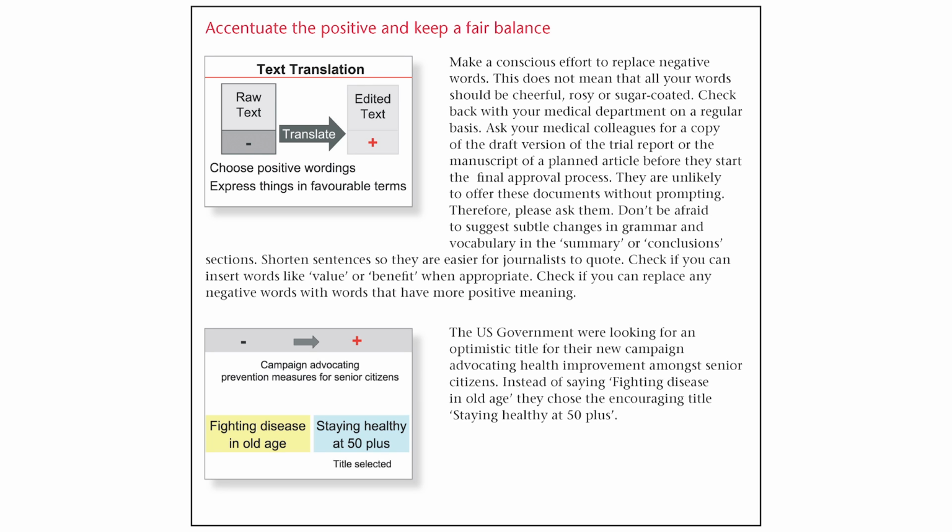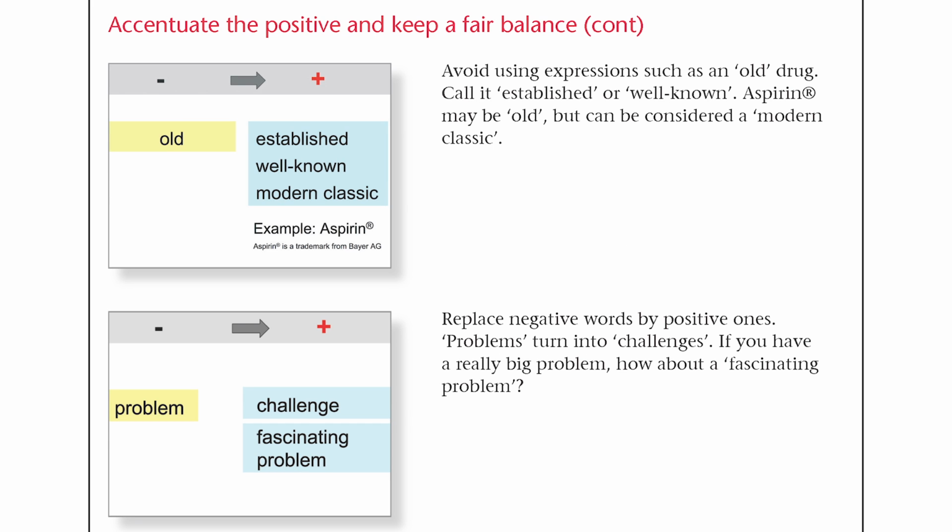The US government were looking for an optimistic title for their new campaign advocating health improvement among senior citizens. Instead of saying fighting disease and old age, they chose the encouraging title, staying healthy at 50+. Avoid using expressions such as an old drug. Call it established or well known. Aspirin may be old, but can be considered a modern classic.